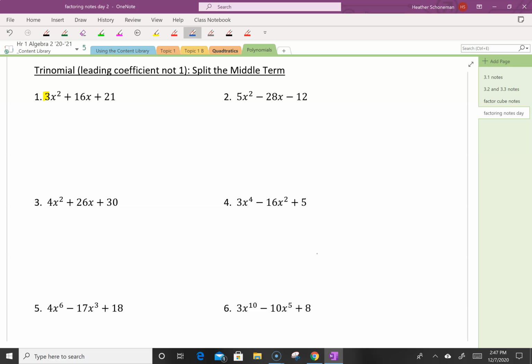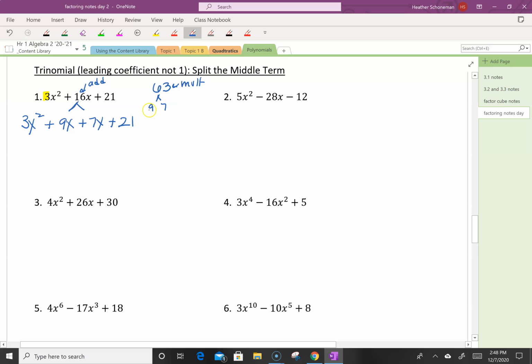So to split the middle term, the first thing I do is take 3 times 21, which is 63. Now I'm looking for two numbers that multiply to 63 and add to 16. Well, those two numbers would be 9 and 7. So I'm going to rewrite this by splitting the middle term. So that's my middle term, and I'm going to split it into 9x and 7x and then 21.